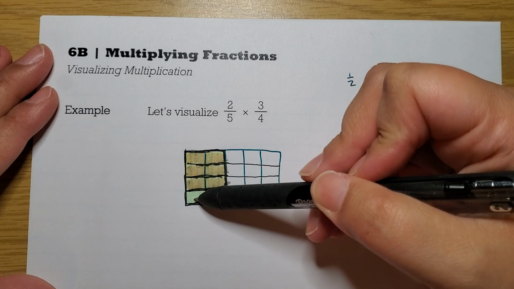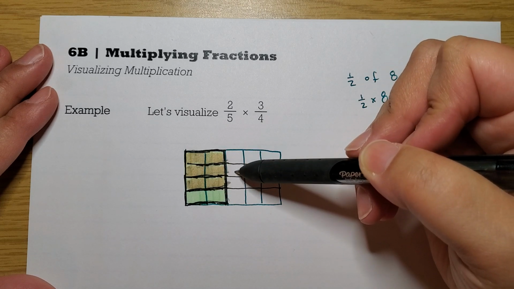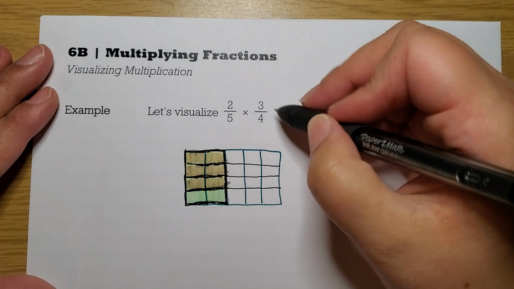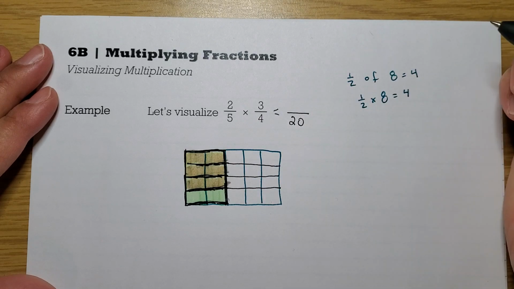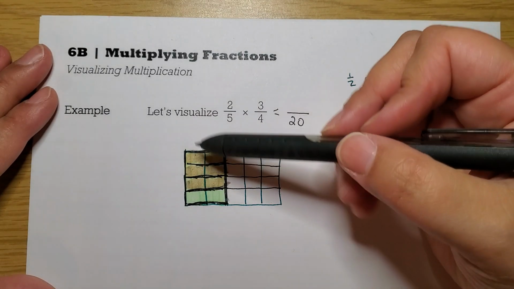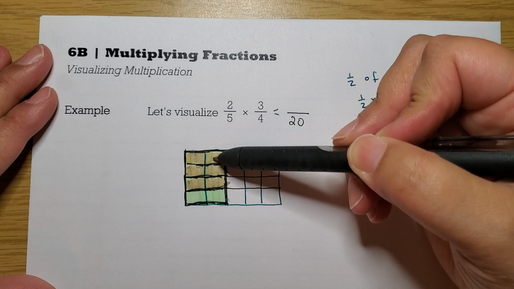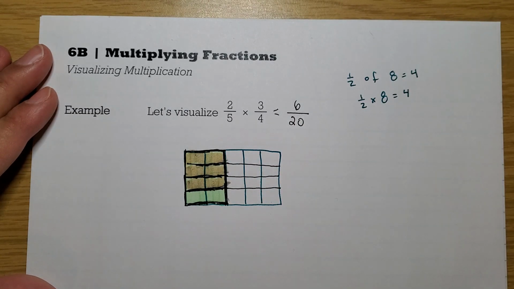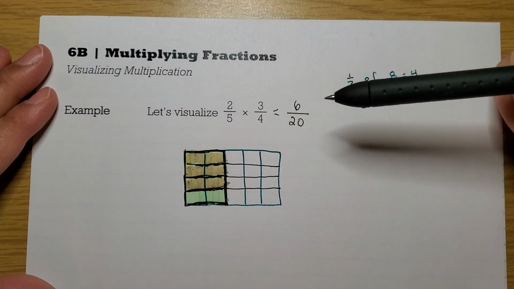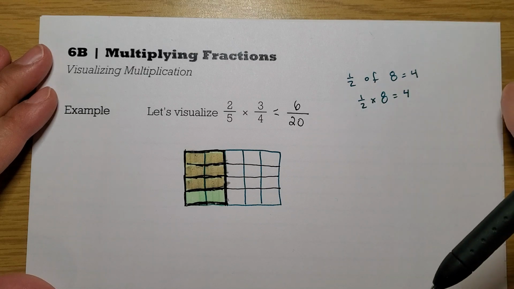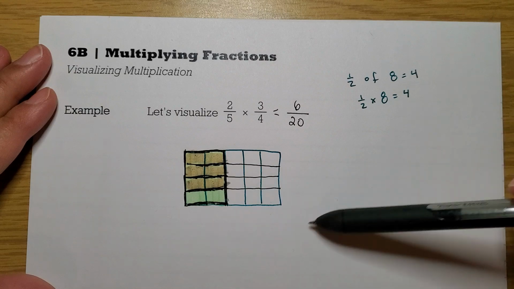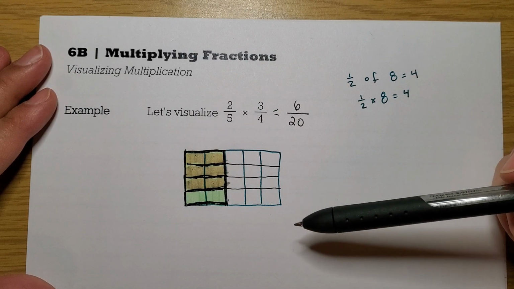There's 1, 2, 3, 4, 5, 6, 7, 8, 9, 10, 11, 12, 13, 14, 15, 16, 17, 18, 19, 20. So the whole shape can be thought of as being broken into 20 pieces. And of those size pieces, we had 1, 2, 3, 4, 5, 6. So we had 6 of those in the end. So 2/5 of 3/4, or 3/4 of 2/5, is going to be 6/20. Of course we could simplify that, but this is the visual breakdown of that multiplication problem.